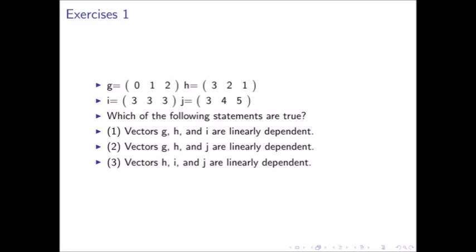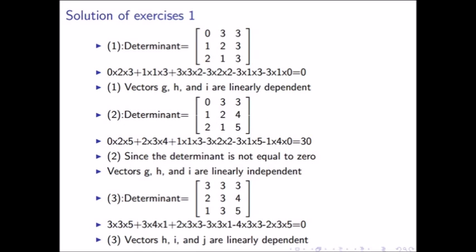Two exercises for you to practice. Exercise 1. Whether vectors G, H, I, and J are linearly dependent or independent to each other. 2 minutes starts now. Check your answer when you have finished. The determinants of the different matrices are here. We can see that the determinants of statements 1 and 3 are 0. So, the three vectors in statements 1 and 3 are linearly dependent.